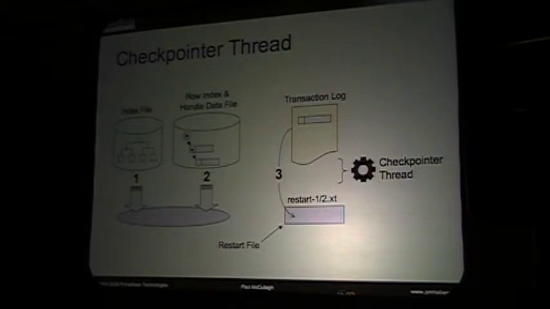It flushes the row index in the data handle file, and then it's done with flushing because the data log file was already flushed. It then notes the transaction log position and writes it to one of the restart files, and then it's done with a checkpoint.